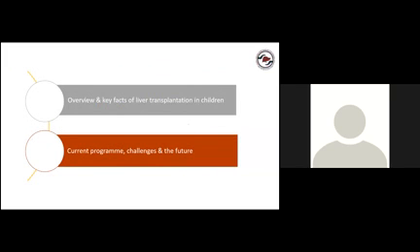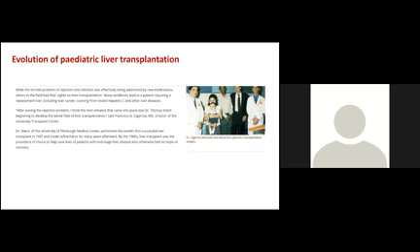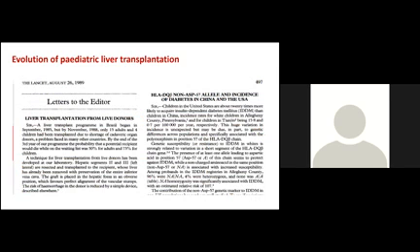So I have finished the bulk of the presentation and very briefly to touch on the current program challenges and the future. So I'll give you a brief idea about the evolution of pediatric liver transplantation in the world and in the country. This was the first pediatric liver transplant, which was performed in 1967 in Pittsburgh, USA, for a 2-year-old child with biliary atresia. And then they have talked about live donation in 1989.